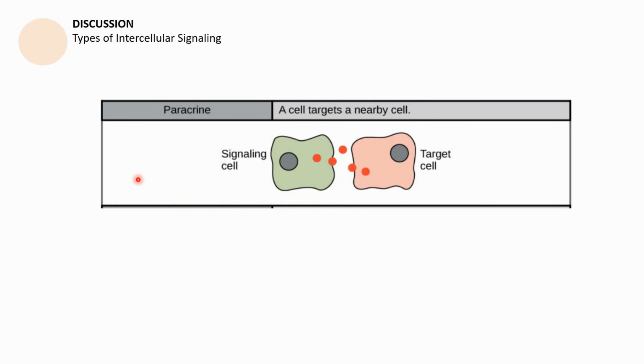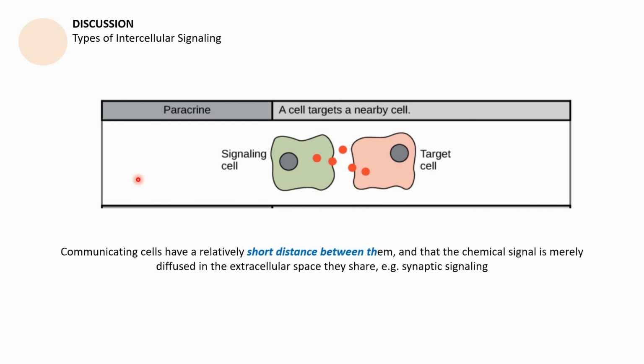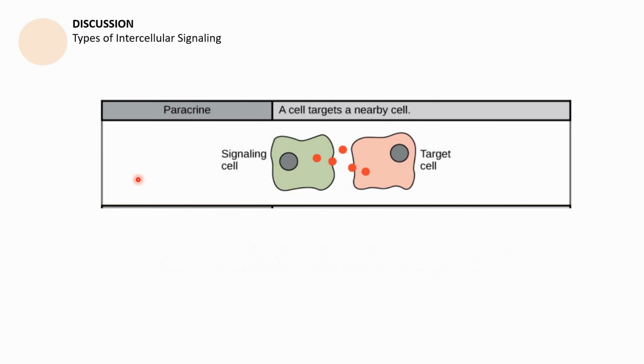Okay, so next one are the types of intercellular signaling. So what are the different types? Ito mabilis lang to. Paracrine signaling is yung target cell is just near the signaling cell. There's just this relatively close or short distance between them. And the chemical signal is merely diffused in the extracellular space they share, such as kapag nagsisignal ang mga neurons sa isa't isa. The synapse, okay, which is a space, doon nagkakaroon ng palitan ng signals between two neurons, which are nerve cells. Okay, so, yan, that's paracrine.